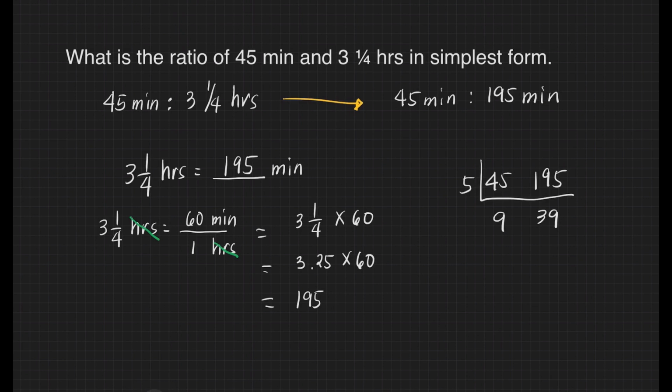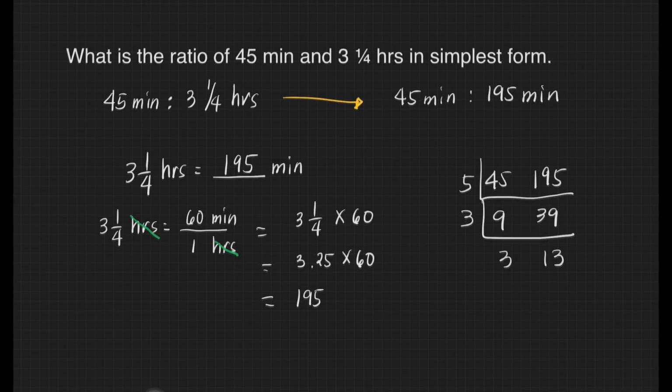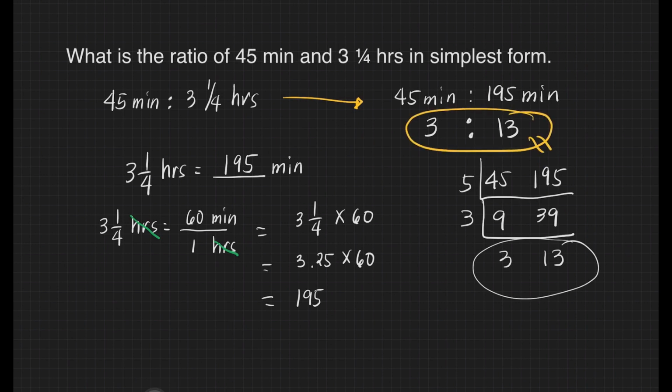Do we still have a number that can divide both 39 and 9? Yes, that's 3. 9 divided by 3 is equal to 3. 39 divided by 3 is 13. Do we still have a number that can divide both 3 and 13? I think there's none. Therefore, our answer is 3 is to 13. And we can write it here, 3 is to 13, and that's the final answer. That's the lowest term of 45 minutes and 3 1/4 hours.